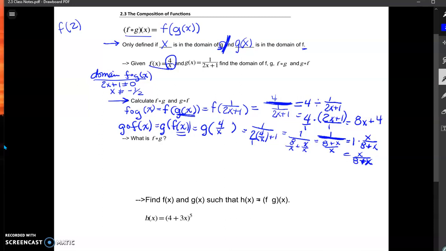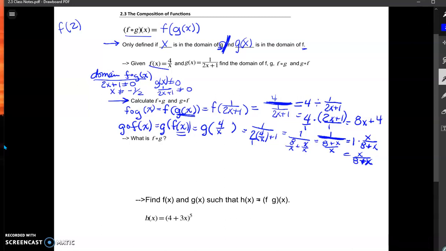So then g of x has to be in the domain of f. Well, what numbers are not in the domain of f? Just 0, because the denominator of f is 0. So that means x cannot be equal to 0, but this doesn't say x has to be in the domain. It says g of x has to be in the domain. So that means g of x cannot be equal to 0. I plug in g of x, 1 over 2x plus 1 is not equal to 0.